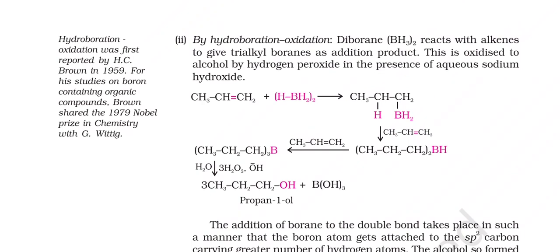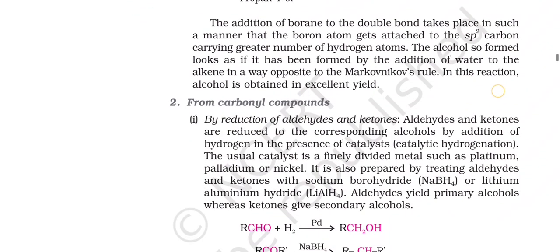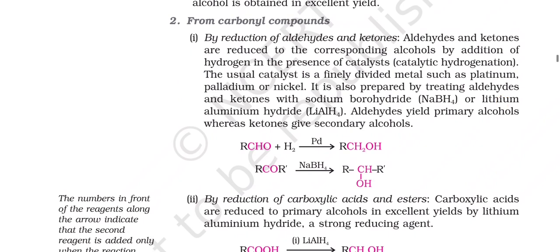By hydroboration oxidation, diborane reacts with alkenes to give trialkylboranes as addition products. This is oxidized to alcohol by hydrogen peroxide in the presence of aqueous sodium hydroxide. The addition of borane to the double bond takes place in such a manner that the boron atom gets attached to the sp2 carbon carrying the greater number of hydrogen atoms. The alcohol so formed looks as if it has been formed by the addition of water to the alkene in a way opposite to Markovnikov's rule. In this reaction, alcohol is obtained in excellent yield.